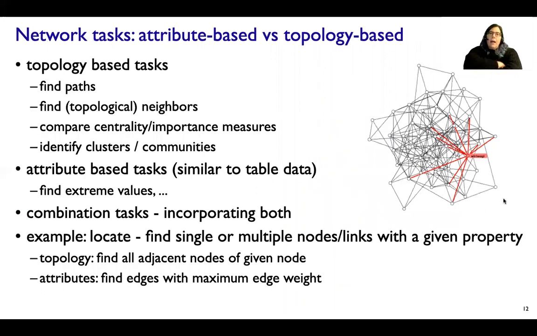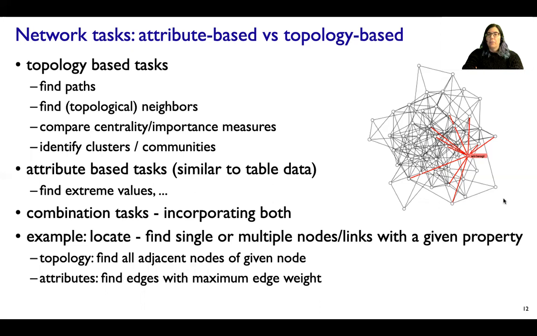So the kinds of tasks we do when we're dealing with networks, we can think about whether they're about the attributes that could be associated with either the nodes or the edges, or whether they're about the topology of the graph. So some examples of topology tasks: we've already talked about this idea of pathfinding, finding a path from one node to the other through the hops in the network. So you can only move between nodes along edges.